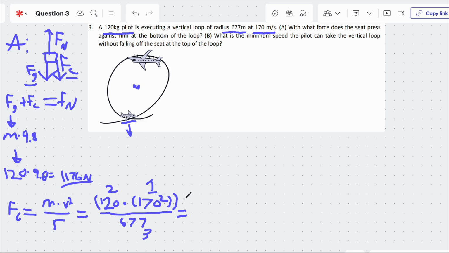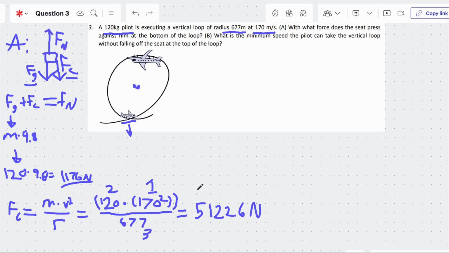Hold up, I got kind of a weird calculator. This might take a second. 170 squared times 120 divided by 677. I'm using Desmos on my phone because I don't actually have a graphing calculator with me. Okay, so we get this long string of decimals. Since our first three decimal places are 5.99, I'm going to round that up to 0.6. So we should get 5,122.6 newtons.